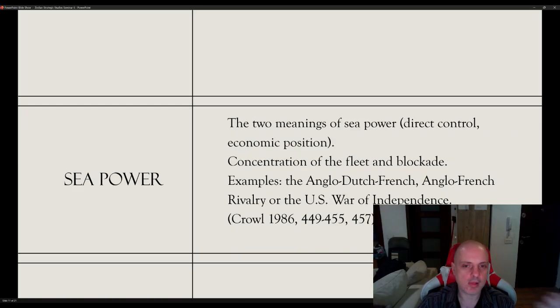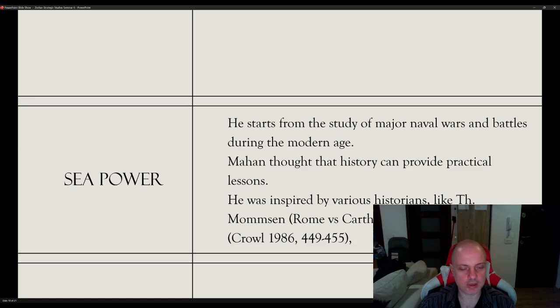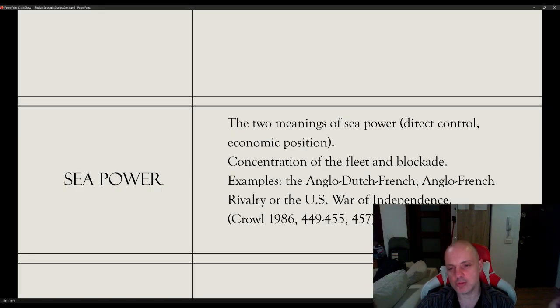So now, in his studies, he developed these two meanings of sea power. One is direct military control, and the second is economic position. His theory also emphasized that you need to keep the fleet focused, concentrated, and this way you can blockade the enemy. So this is basically Mahan's conception of sea power. You must have the strongest fleet. You must interdict the enemy's circulation, movement, and ability to fight. You must win all the major battles and impose a blockade. And if you do that, you basically won the conflict. The enemy will have, in the end, no other option than to give up.